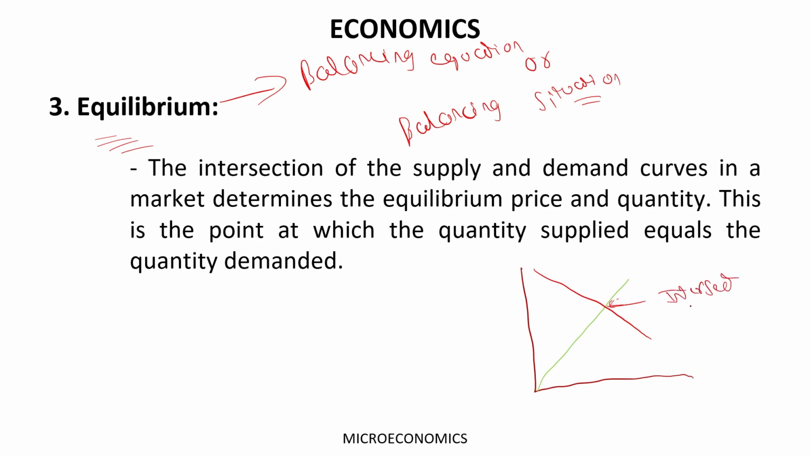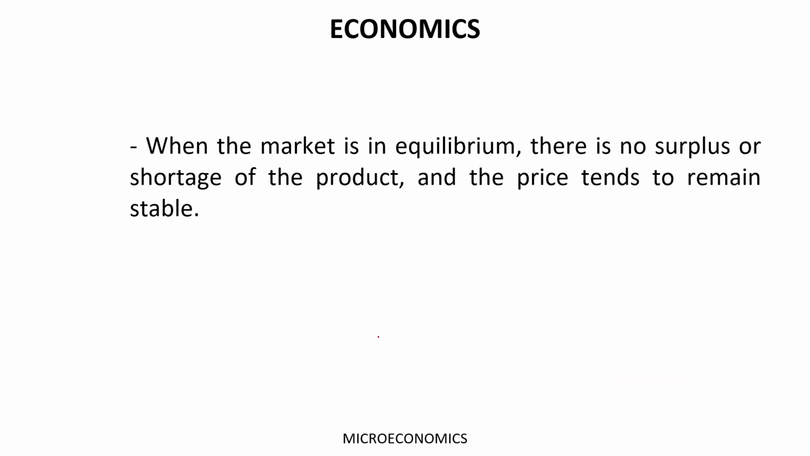It is a condition. Okay. So you can say quantity supplied is equal to quantity demanded. Okay. So this is the condition which is called equilibrium. Thereafter, we can say when the market is in equilibrium, there is no surplus or shortage of the product.